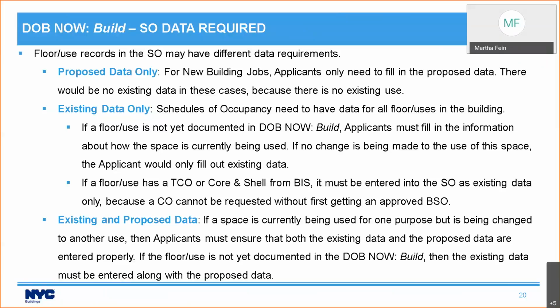But the reason you have to do it is you cannot request a certificate of occupancy, whether it's a brand new one or a renewal, from DOB Now Build until there is an approved schedule of occupancy for that building. And then, of course, like I said, existing and proposed is if a space is currently being used for one purpose, but you're changing it to another purpose, you need to enter both existing and proposed.